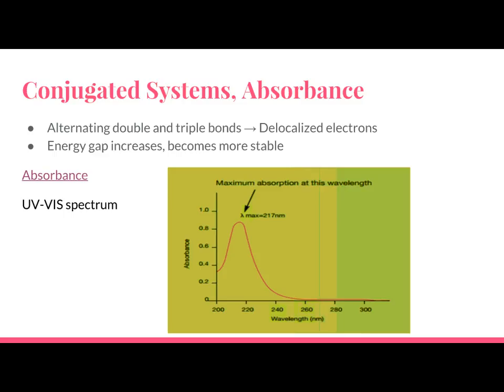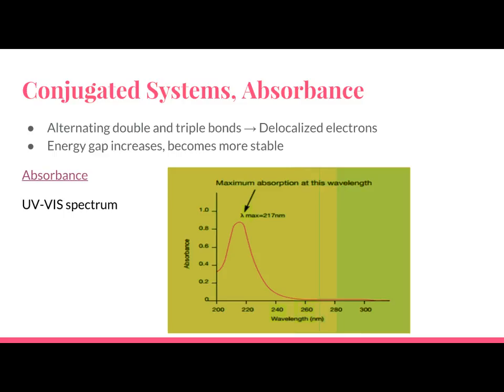Conjugated systems, this is a system with alternating single and double bonds. So when this happens, ultimately it makes the entire thing more stable and it absorbs light really easily. When it makes it more stable, the energy gap decreases. So when you have the lower pi orbital that jumps to the pi anti-bonding orbital, that becomes closer together.